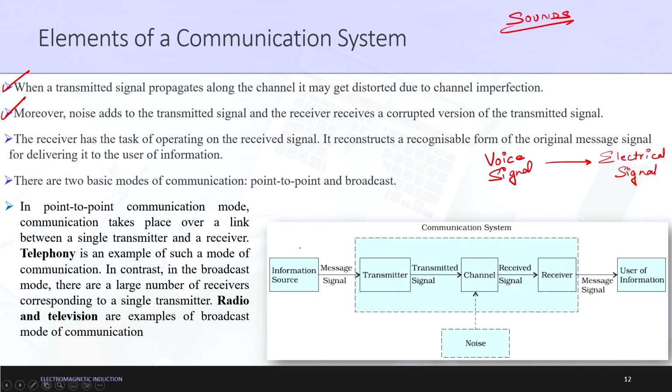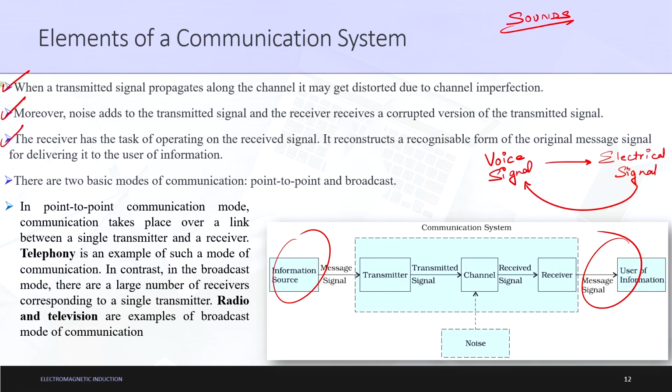But let us say I am a person here, and the receiver is also a person here. What can a receiver understand from an electrical signal? It will only understand the passage of information I am speaking, my words, my English language. So, the electrical signal has to be converted or reconstructed again to voice signals, then only you can understand whatever I am saying. The devices required for this conversion, this back reconstruction, is nothing but the application of a receiver. So, the receiver reconstructs a recognizable form of the original message signal for delivering it to the user of information.